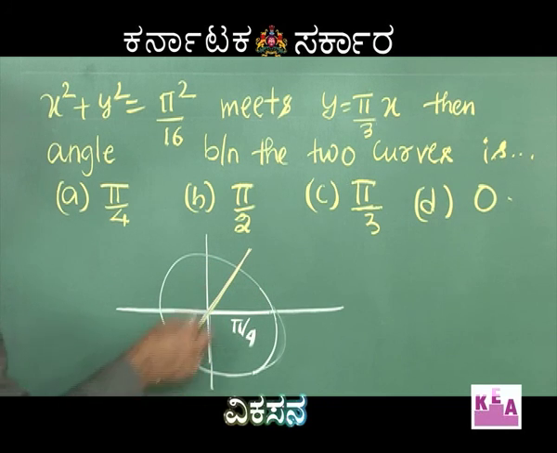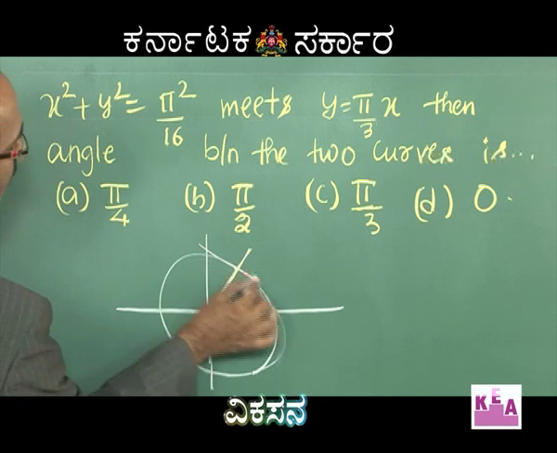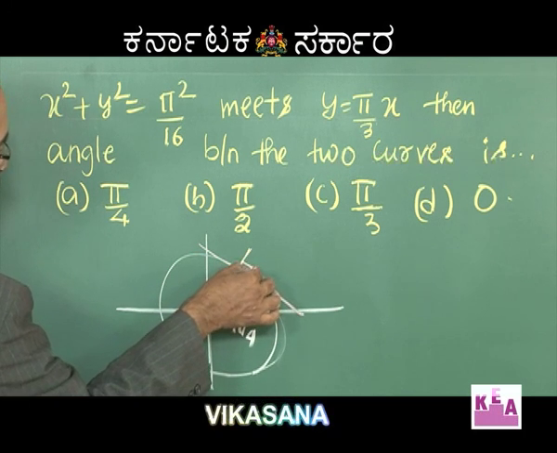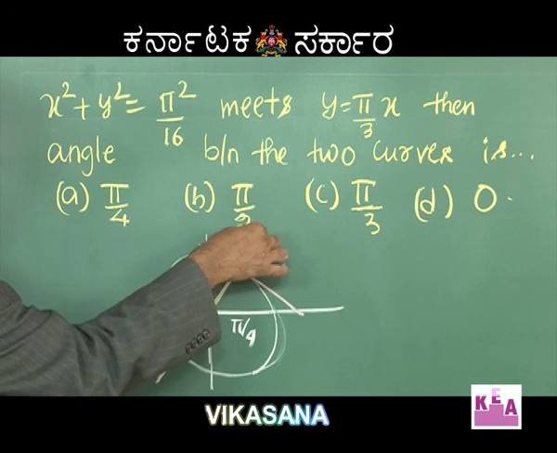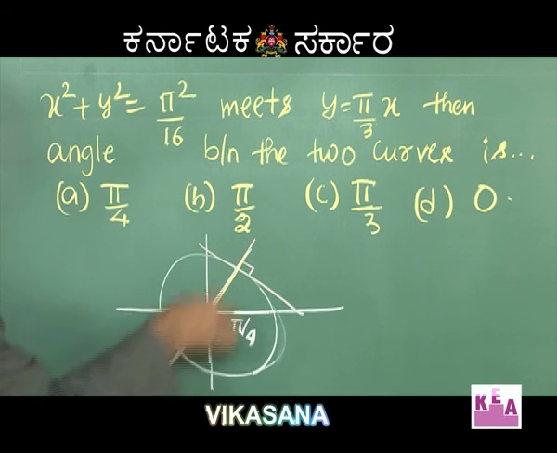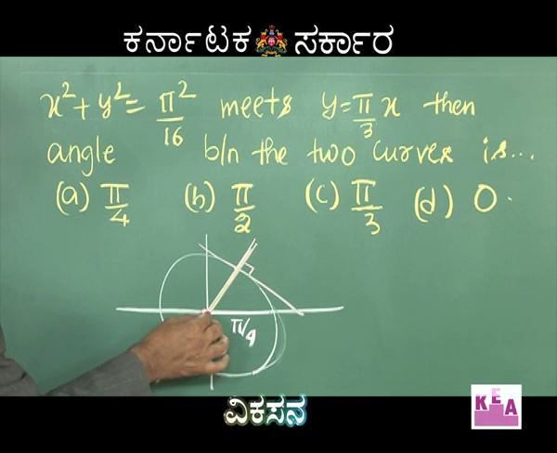Now, the angle between the two curves is nothing but the angle between this line and the tangent at that point. That angle is nothing but equal to this. The tangent is 90 degrees. The reason is this is a normal. Why is this a normal? Because it is passing through the origin.